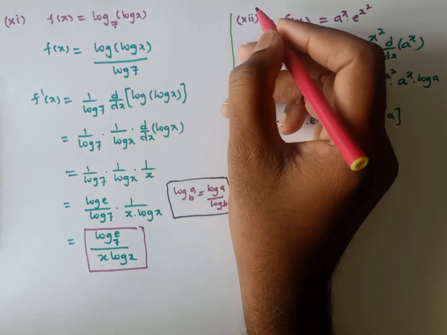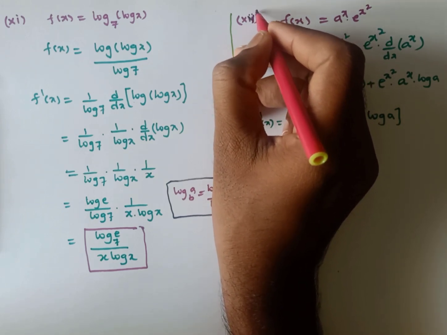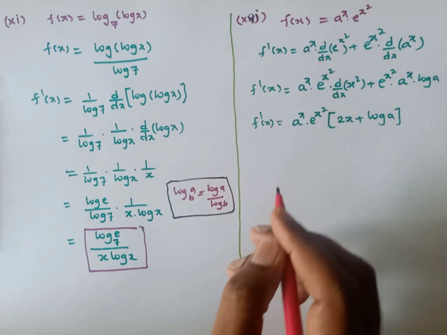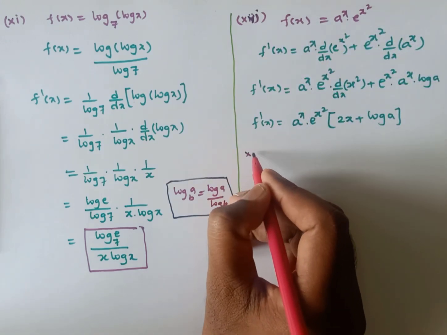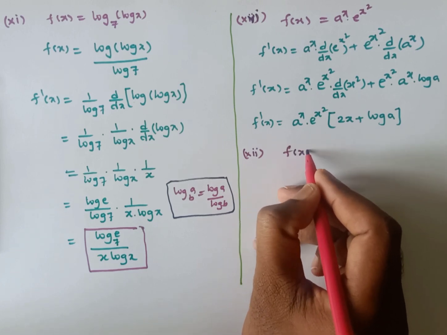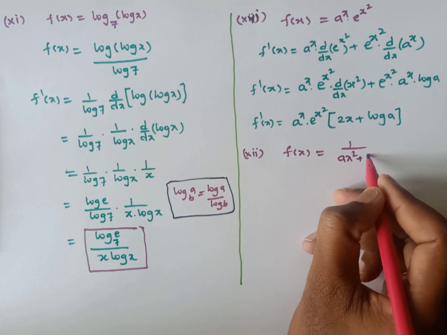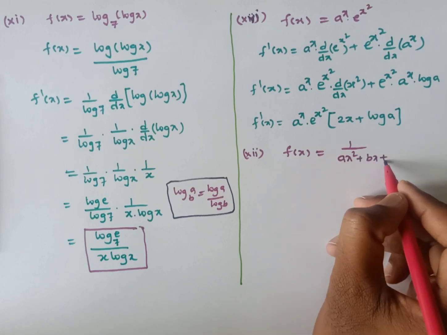So this is problem number 16, I think. Okay, check, this is in the book. Now here f of x is equal to 1 by ax square plus bx plus c.